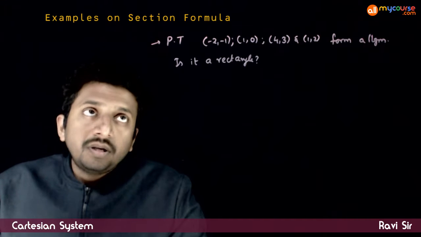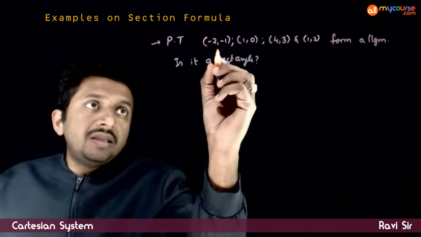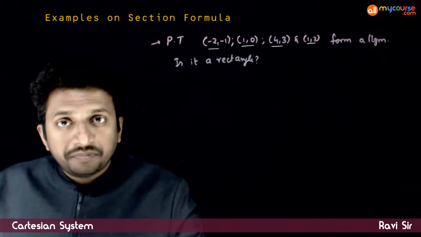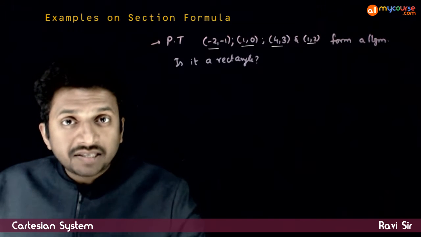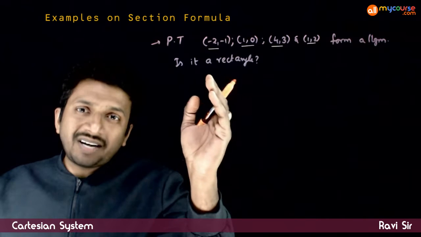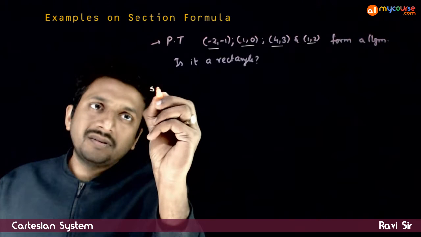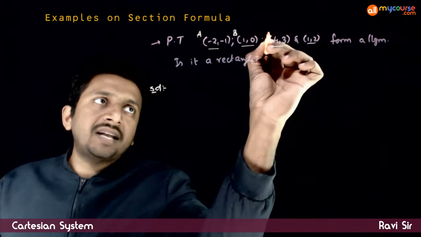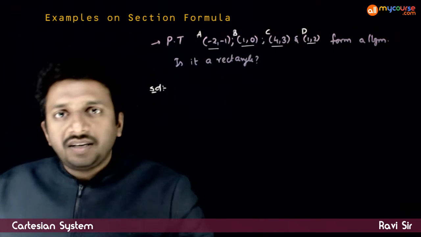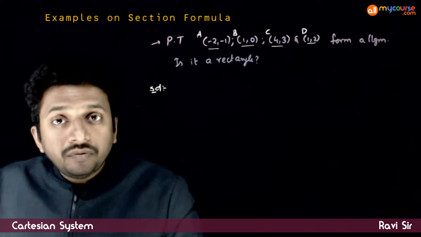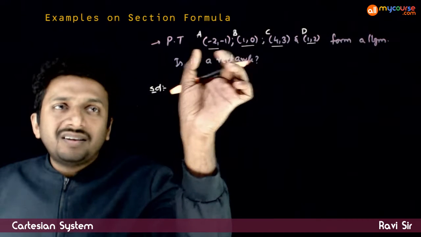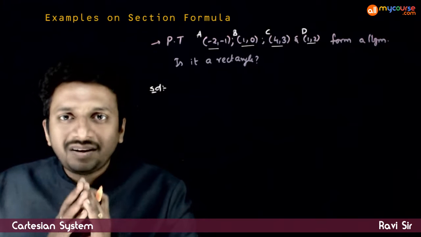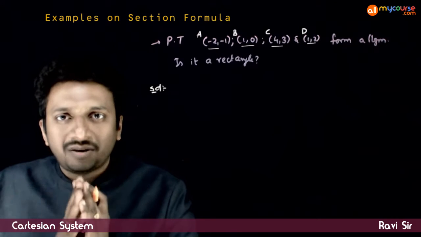In this question, you're asked to prove that these four vertices form a parallelogram. And you're also asked to check whether it becomes a rectangle or not. So again, a very straightforward question. Let us say that the vertices are A, B, C, D. Now, how do we determine whether it forms a parallelogram or not? Just by seeing whether diagonals bisect each other or not.